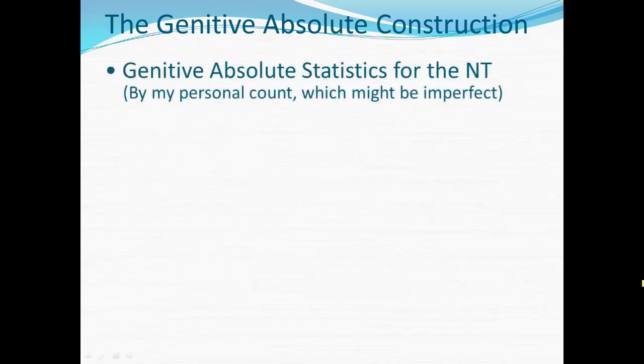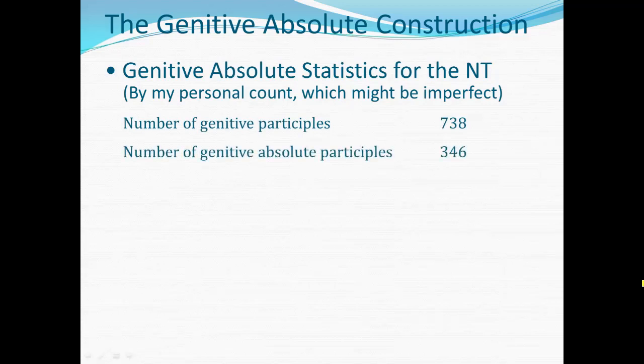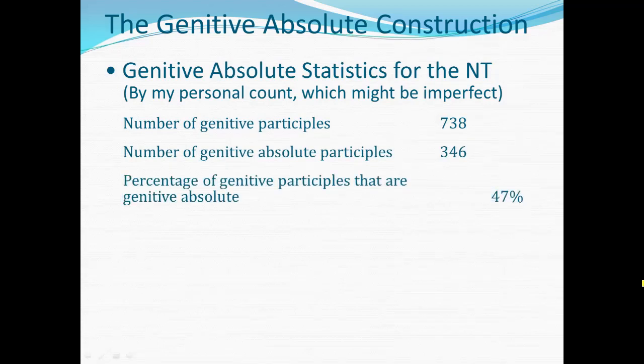Let's take a look at some statistics for genitive absolute usage in the New Testament. There are 738 genitive case participles in the Nestle-Aland edition of the Greek New Testament. 346 of those, by my count, are genitive absolutes. That means the percentage of genitive case participles functioning as genitive absolute is almost 50%, 47%.